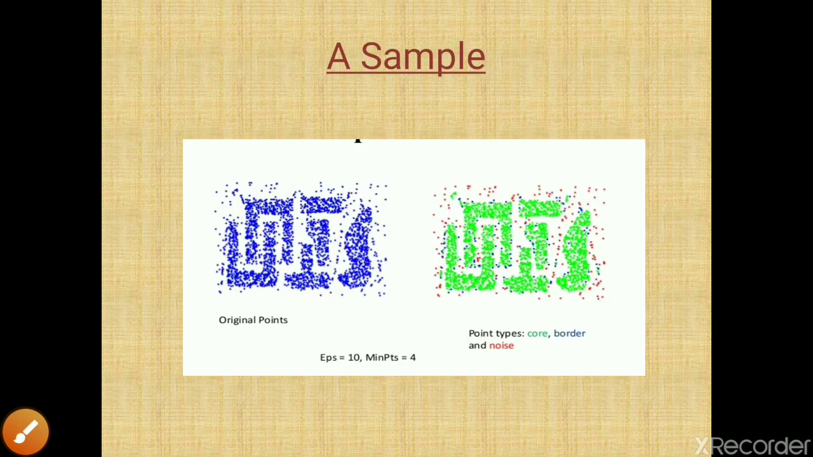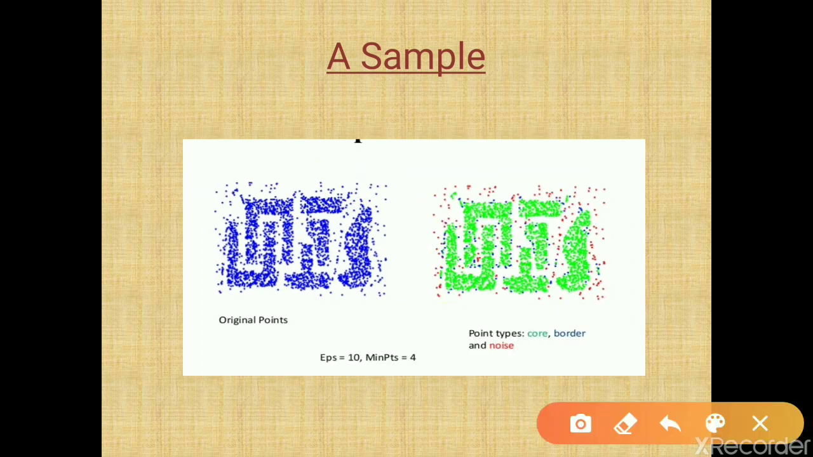Okay. Now you can see a sample. These are some original points given in blue color, and this is how the points are represented as our arbitrary shaped clusters. In point types, the green color points represent core objects. Okay. Now in between you can see the other color dots. These represent border points, and the points considered as outliers are the red color points. So, this is what we get while doing the clustering.